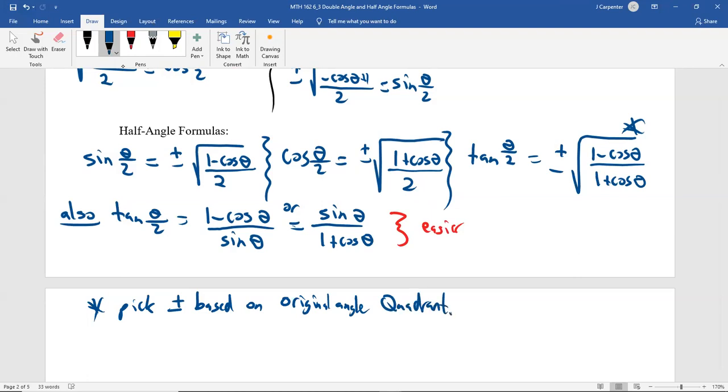For instance, if I gave you a problem using 15 degrees, 15 degrees is in quadrant 1, everything's positive in quadrant 1, so you'd pick the plus. If I gave you something involving, say, 112.5 degrees, spoilers, you would say, well, that's in quadrant 2, so I'd pick my plus or minus based on whether I was doing a sine or a cosine and whether it's positive or negative in quadrant 2. Sine positive, cosine negative.